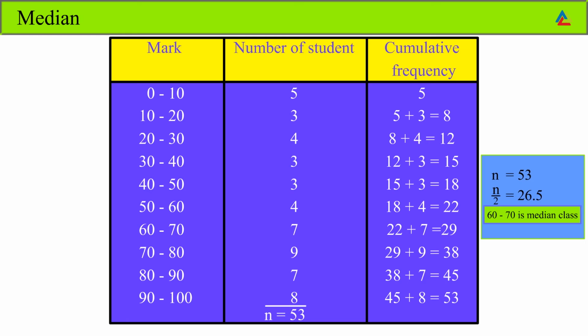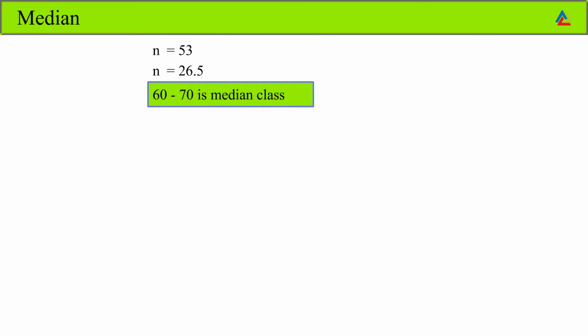We will locate the class whose cumulative frequency is greater than or nearest to value of n upon 2. This is called median class. We can observe that 60 to 70 is the class whose cumulative frequency is 29, which is greater and nearer to n upon 2, that is 26.5. Hence, 60 to 70 is median class.